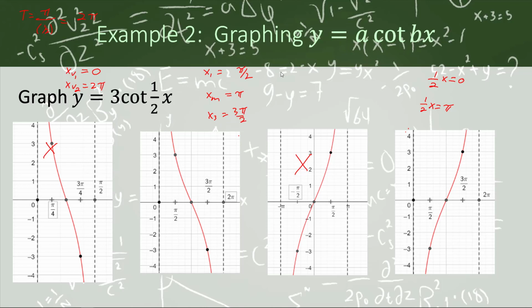The 3 times the cotangent of 1/2 times pi over 2 is going to be 3 times the cotangent of pi over 4, which will be equal to cotangent of pi over 4 is 1 times 3 gives us 3. So we have y1 is equal to 3. y2, cotangent of pi over 2, will be equal to 0. And then finally y3, cotangent of 3 pi over 4, is going to be equal to negative 1 times 3 is negative 3.